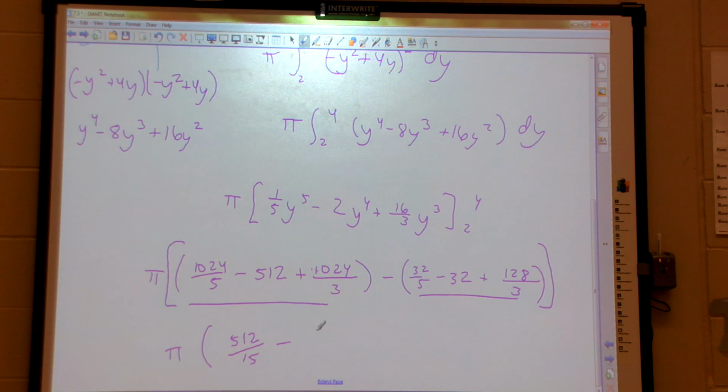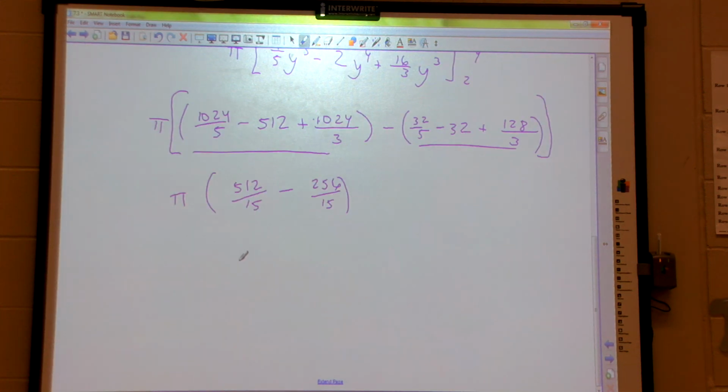Okay, minus, what do we get in this second set? I got 256 over 15. That's what I got. 256 over 15. Let's wait for a couple of other confirmations. Okay. So then finally when we subtract, yeah, 256 over 15. That's right. 256 pi over 15, we'll stick it back in.